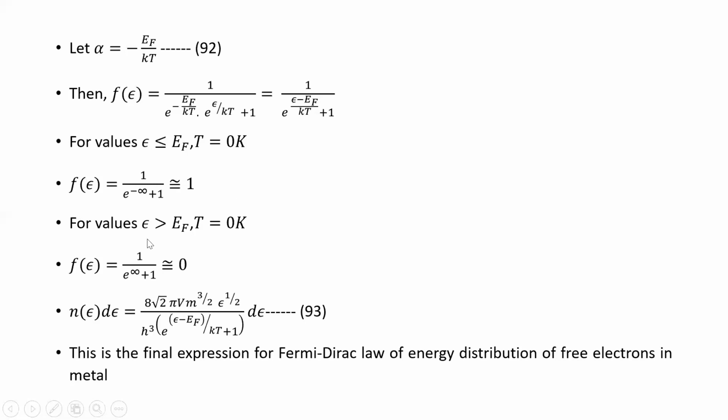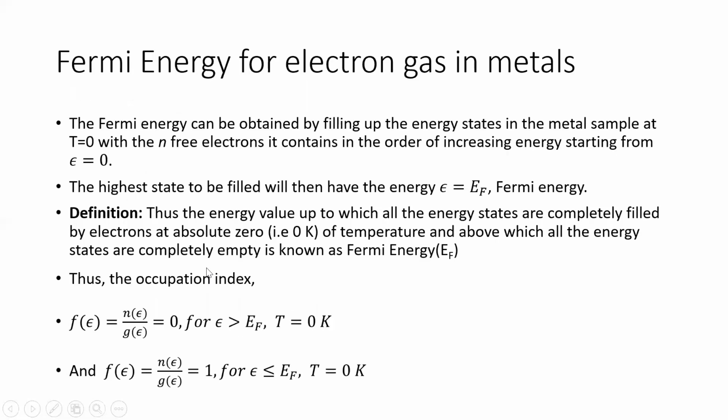And now consider E greater than EF at T equal to 0 Kelvin. So this quantity becomes positive and T is 0. Now it becomes e to the power of infinity plus 1. We know that e to the power of infinity is infinity. So 1 by infinity is 0. So we get F of E is equal to 0. So just in the previous slide, we studied that F of E should be 0 when E is greater than EF.